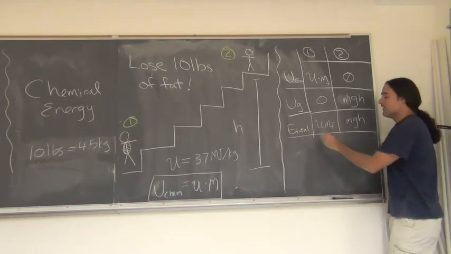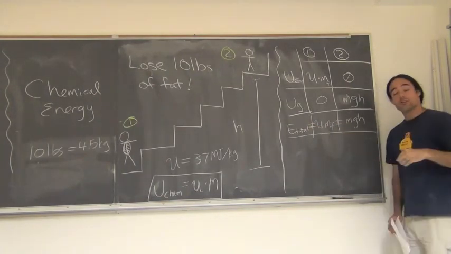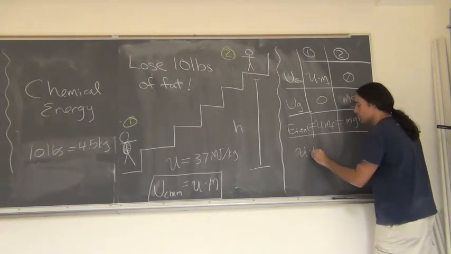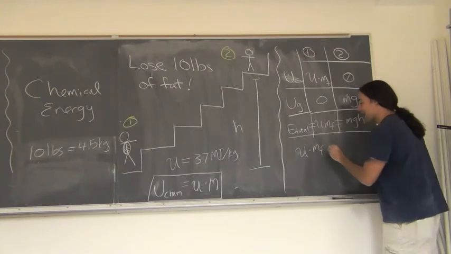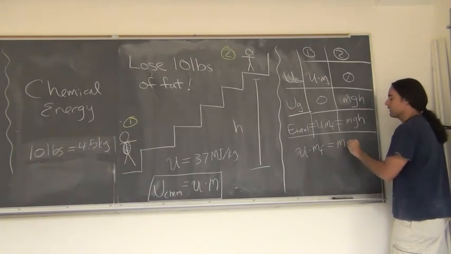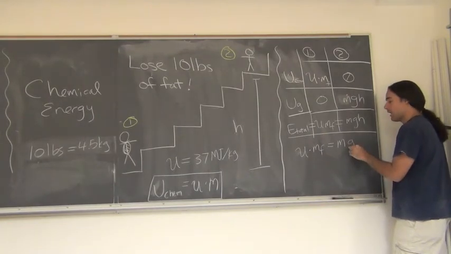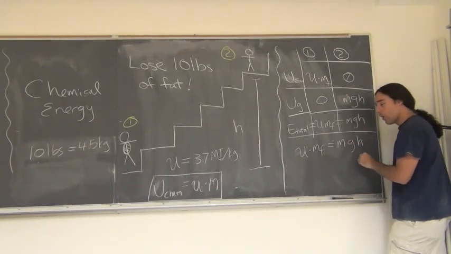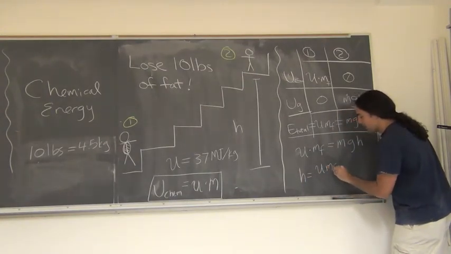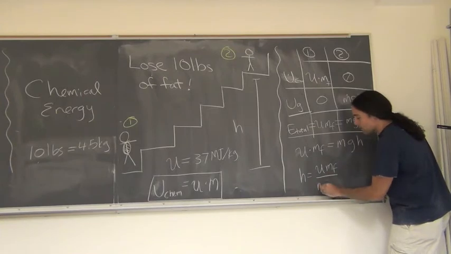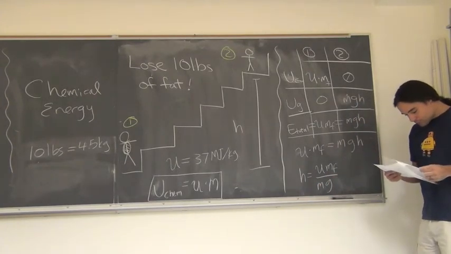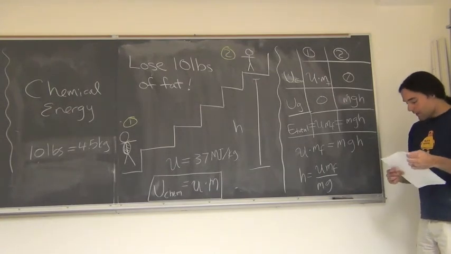I know from this that these two energies have to be equal to each other because energy is conserved. So I can say that U times the mass of the fat has to equal the mass of my body times g, the gravitational constant, times h. I can solve for h. h would be U times the mass of the fat divided by the mass of my body divided by g.